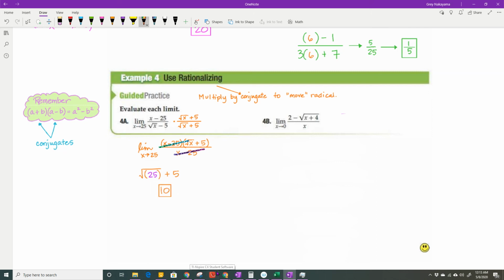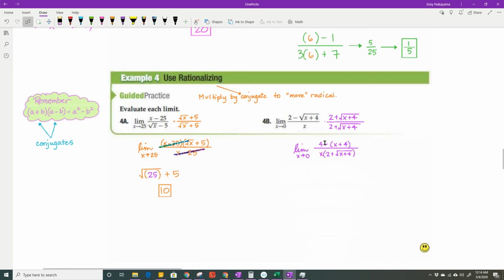Okay, last problem. The limit as x approaches 0 of 2 minus the square root of x plus 4, all over x. So again, I'm multiplying by the conjugate of the expression that has the radical. So my conjugate is going to be 2 plus the square root of x plus 4 over 2 plus the square root of x plus 4, because you always have to multiply the top and bottom by the same thing. So when I do that, it's going to look like this.